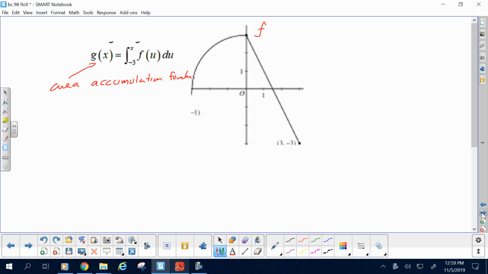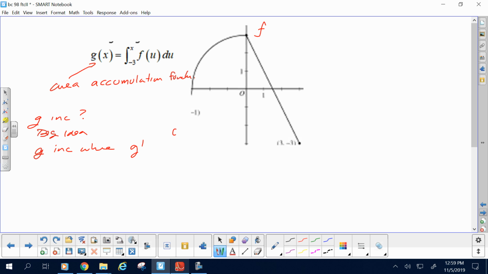All right, what if the question asked, where is G increasing? How would you go about that, and how would you show the appropriate calculus to back it up? Okay, so let's start with the big idea of calculus. G is increasing where G prime is positive. That's the big idea of calculus: something is increasing where its derivative is positive.